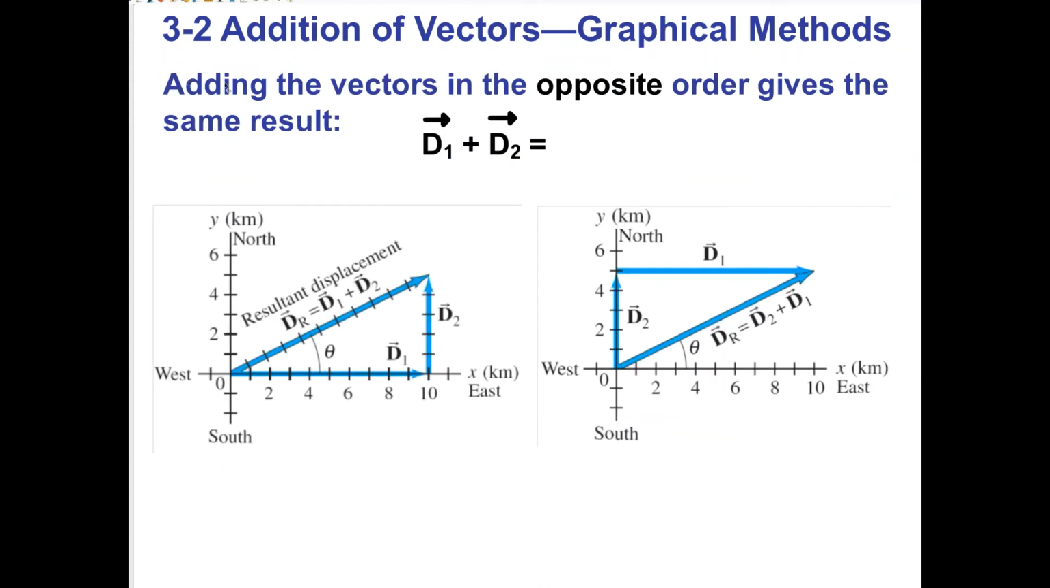Now, adding the vectors in the opposite order gives the same result. This is the commutative property of addition. I see that if I first walk east and then north, I get to the same spot as if I had walked north and then east. So we can say that d1 plus d2 is the same as d2 plus d1.